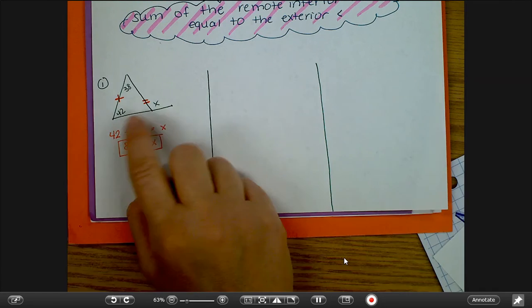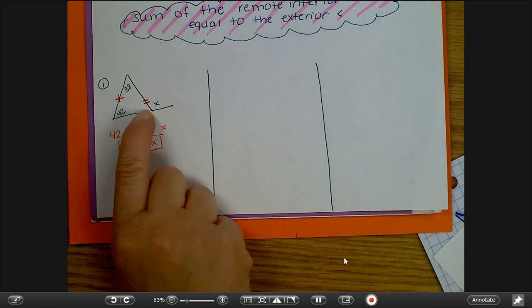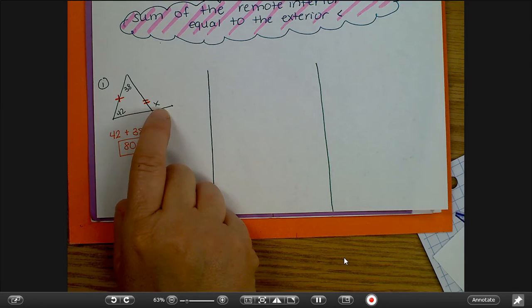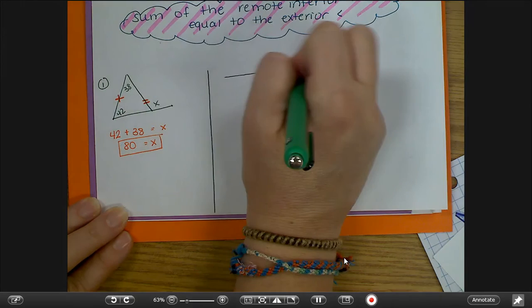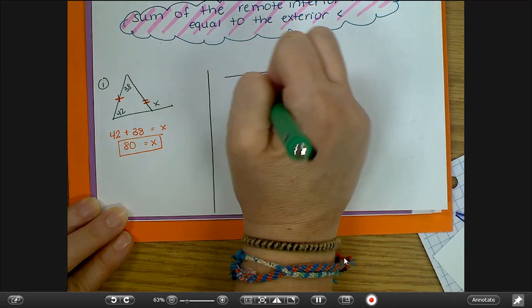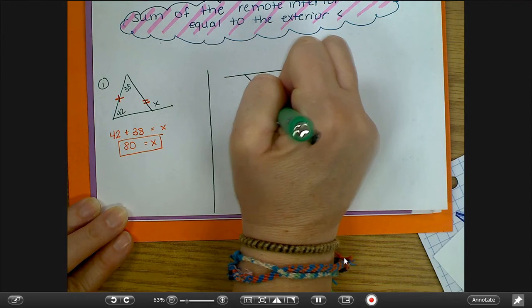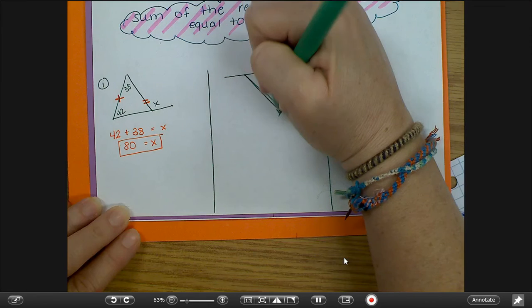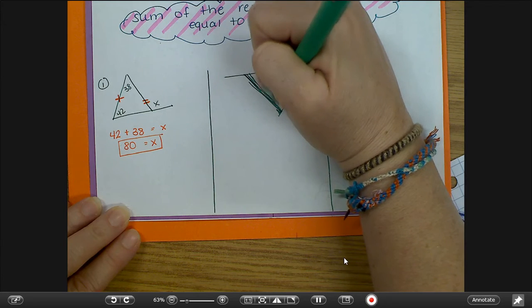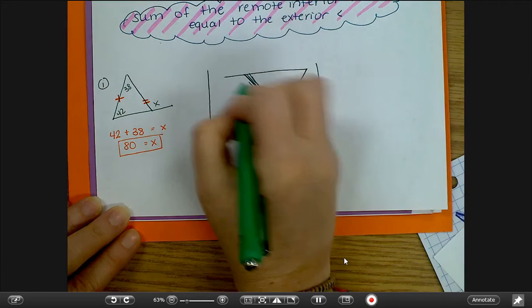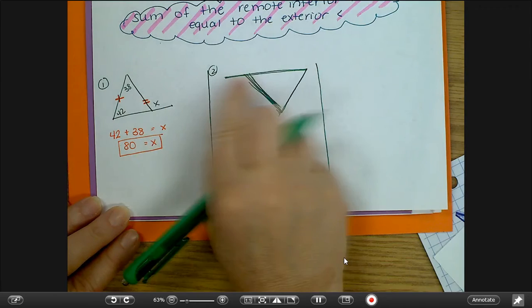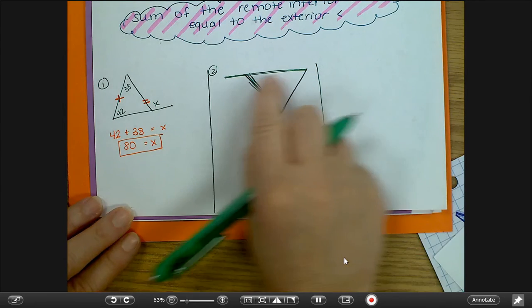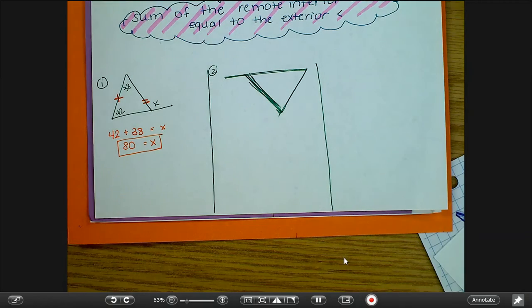All right, and if I asked you how many degrees this one unlabeled was, then it would be 180 minus the 80 from exterior. All right, let's do another one. Also, we're gonna make this bigger. I just want to make sure that you know that the exterior angle is created only when a side is extended. It has to be straight on extended. You can't stick it out at a funky angle.